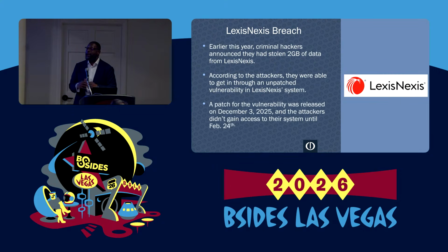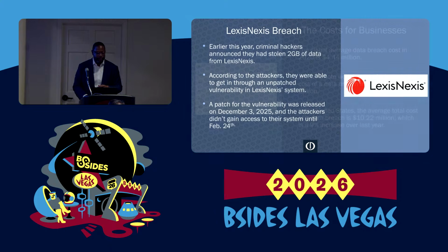So let's look at another example: LexisNexis. Earlier this year, LexisNexis announced that 2 gigabytes of data was stolen from them by attackers. According to the attackers, they got in through an unpatched vulnerability in the system. The patch was released in December of 2025, and the attackers didn't gain access until the end of February. During that period, they could have patched their system, but they didn't, and so the attackers used that vulnerability to get inside.